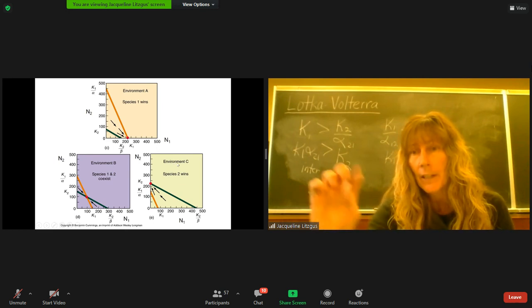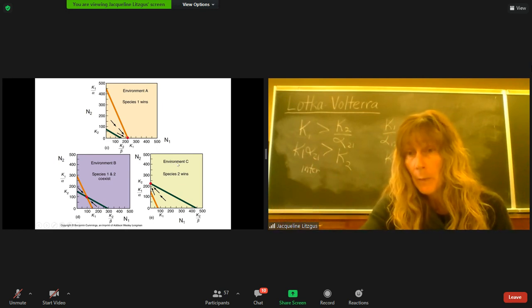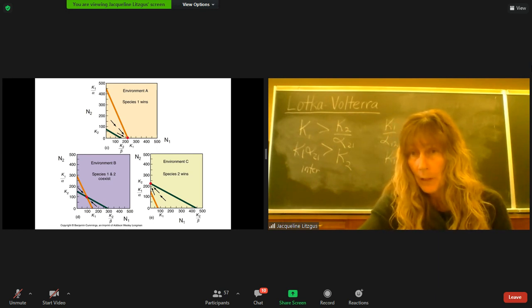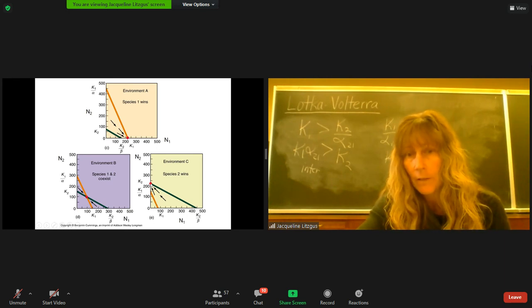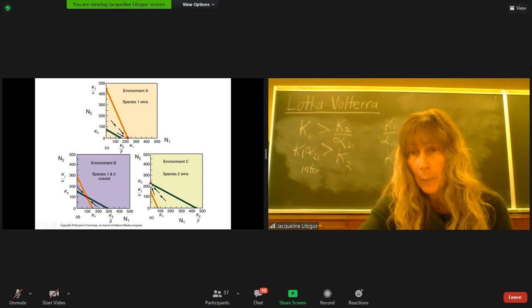In environment C, that's where the bigger seeds were. And if you remember, species two was eating mostly the bigger seeds. And now we have the species two isocline above the species one isocline. And the trajectory of the vectors goes to the K2 value. Species two competitively excludes species one.